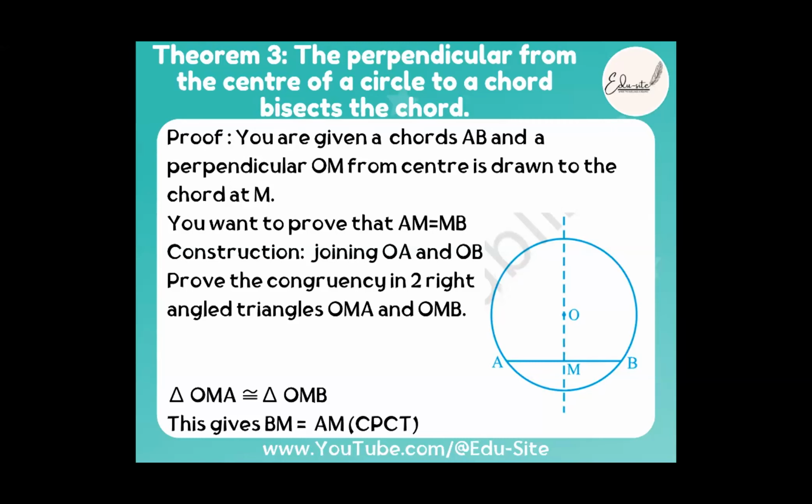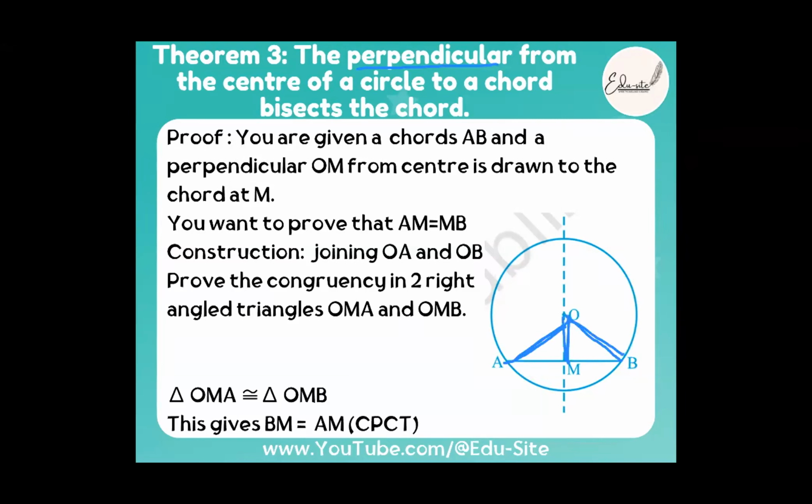Okay, now tell me how did you prove the congruence in these two triangles? We wrote two congruent sides and one congruent angle. The two angles are 90 degrees, because it is given perpendicular. Then we got a common side, OM, and two radii, right? These are radii.